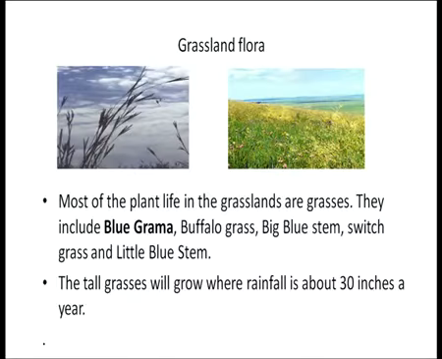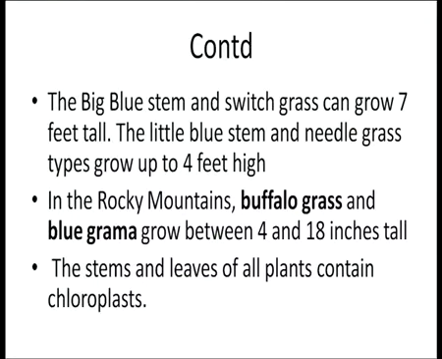They include blue grama, buffalo grass, big bluestem, switch grass and little bluestem. The tall grasses will grow where the rainfall is about 30 inches a year. The big bluestem and the switch grass can grow up to 7 feet tall. The little bluestem and the needle grass types grow up to 4 feet high. In the Rocky Mountains, buffalo grass and the blue grama grass are between 4 to 18 inches tall. The stem and the leaves of the plants contain chloroplast for the process of photosynthesis.